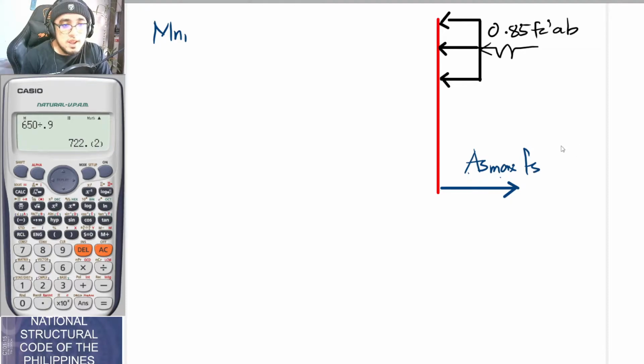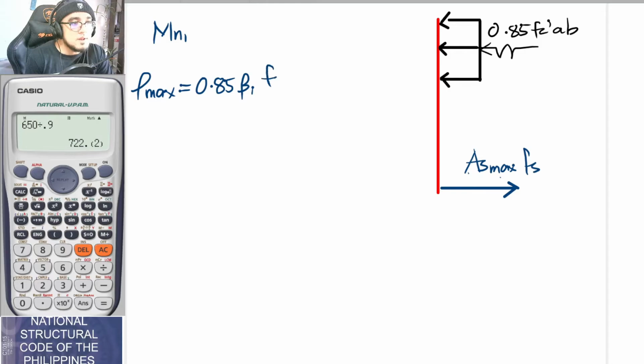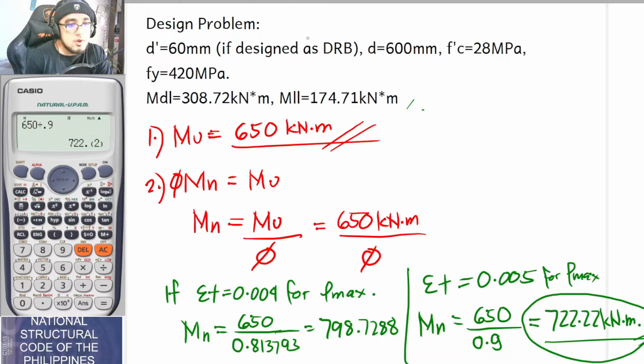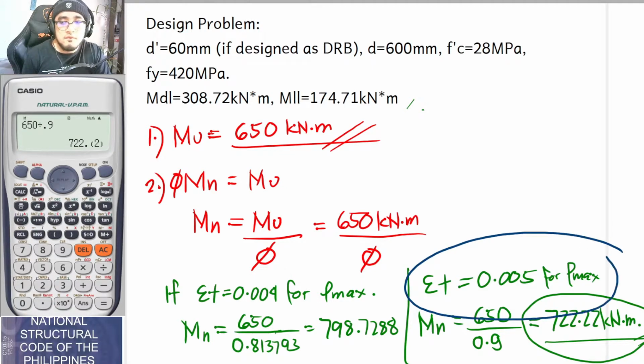You can solve for either of the following as long as you already know how to use this diagram. Let's say for your Mn1, what do we do here? Let us solve for rho maximum. Rho maximum is equal to 0.85 times beta 1 times fc prime divided by fy times, once again, we will be using 0.005 for rho max.